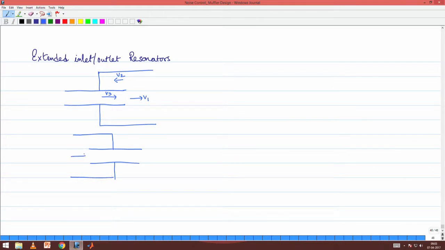And similarly, you could have a situation of an extended outlet resonator which is as follows. So, here you will have an incoming which is V3, an outgoing which is V1 and a bypass which is V2. So, this is an extended inlet resonator and this is an extended outlet resonator.